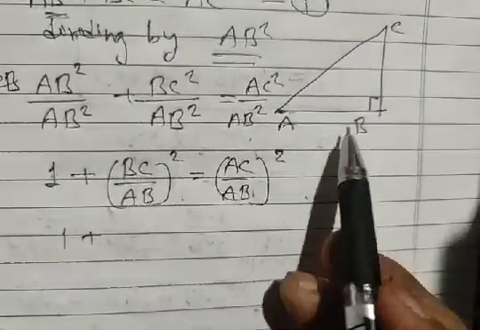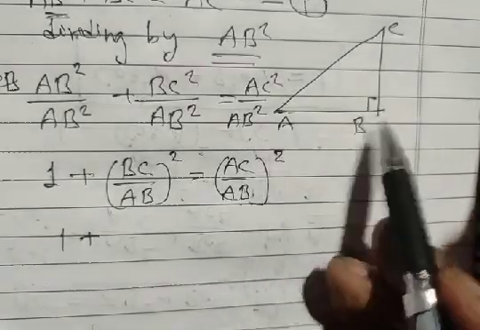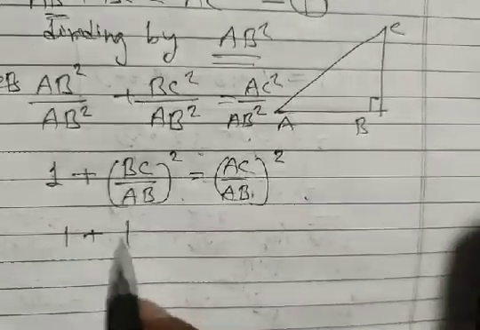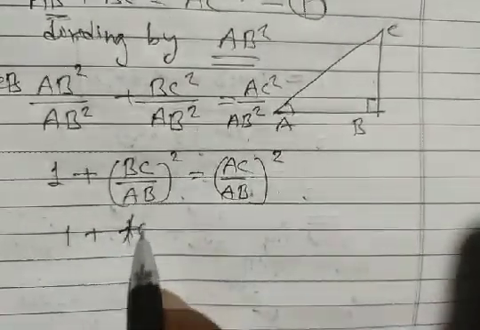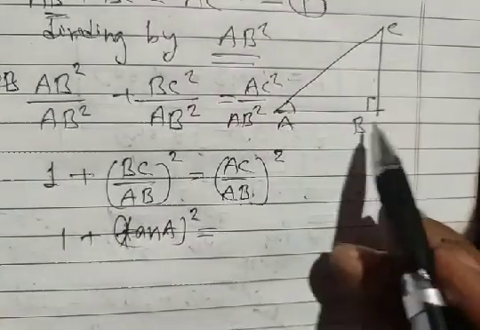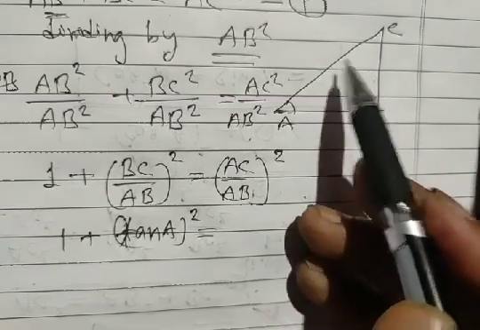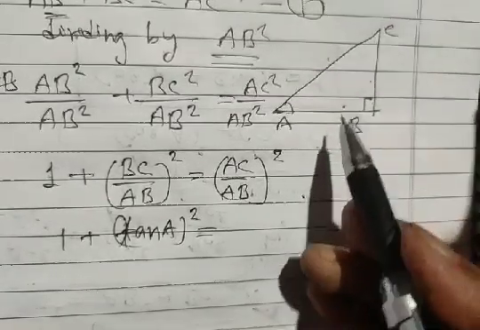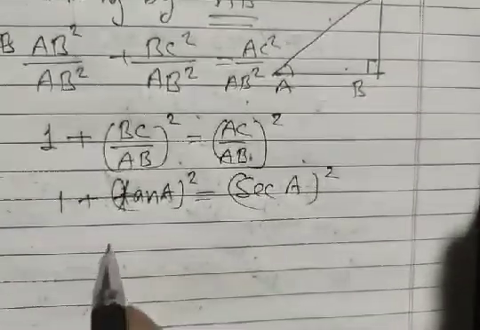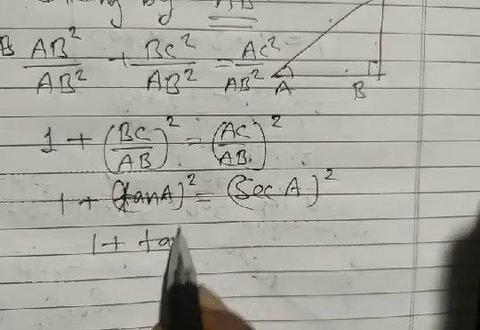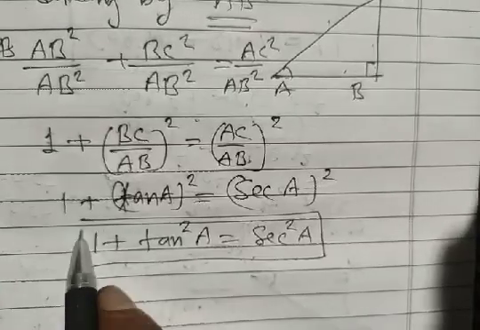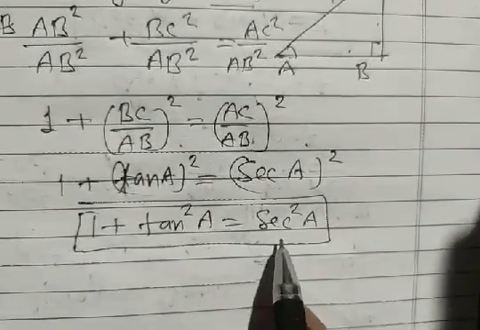Now what about BC to AB? It's perpendicular to base, so about angle A it's tan A whole square. What about AC to AB? It's hypotenuse to the base, which is sec A, so sec A whole square. Then we have 1 plus tan square A equal to sec square A. This is our second identity: 1 plus tan square A equals sec square A.